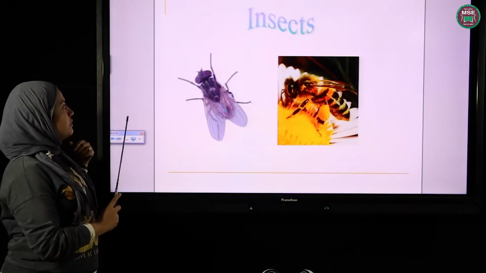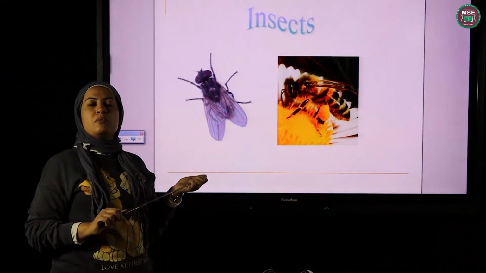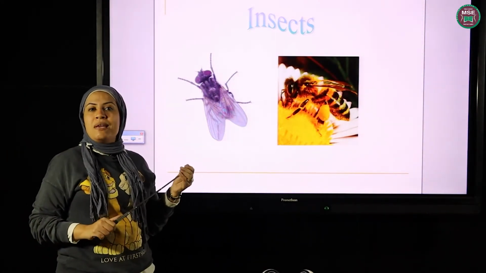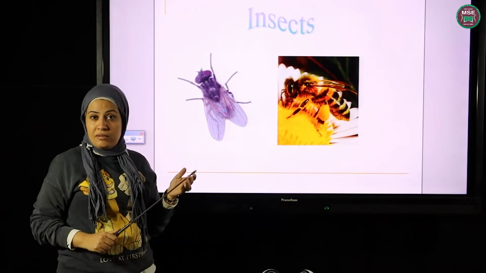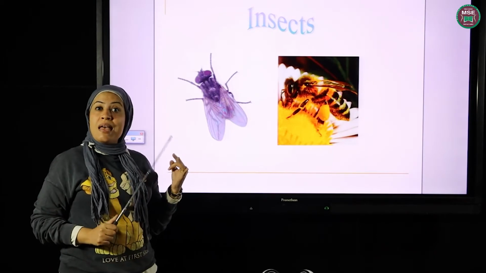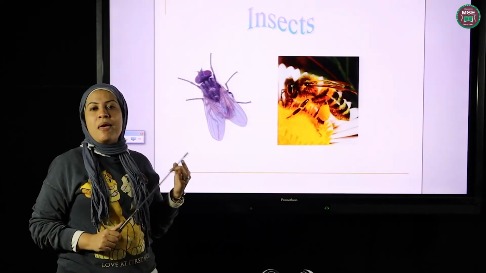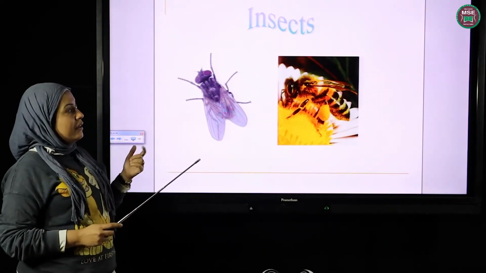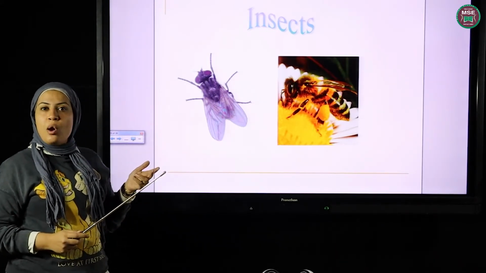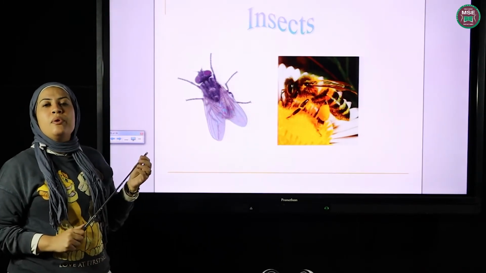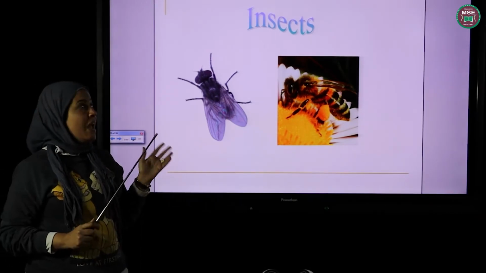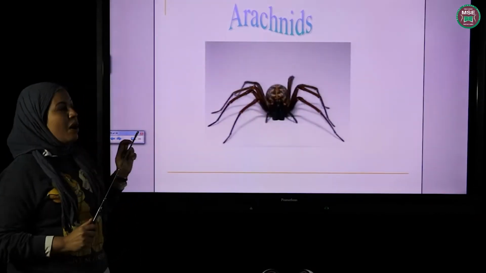Now we will talk about some types of living organisms which are called arthropods. Arthropods are invertebrates that have jointed legs. We classify the arthropods into three types: insects, arachnids, and myriapods. Insects, like bees, cockroach, flies, grasshoppers, have 3 pairs of jointed legs. This is the insects.